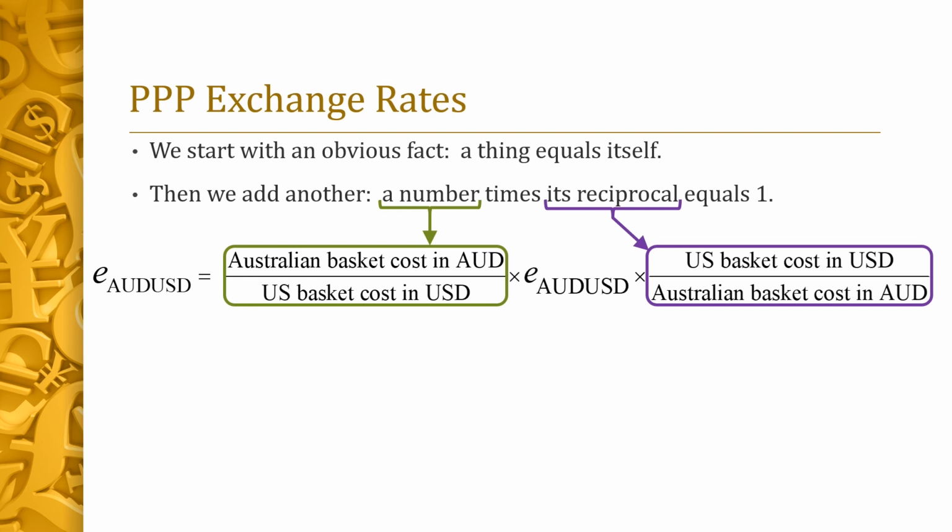Here, we have multiplied the right-hand side of the equation by two ratios, one in a green oval and the other in a purple oval. The numerator in the green oval equals the denominator in the purple oval. Both are the cost of the market basket in Australia in Australian dollars. Moreover, the denominator in the green oval equals the numerator in the purple oval. Both are the cost of the same market basket in the United States in US dollars. Since the two ratios are, therefore, reciprocals of one another, their product must be equal to 1. Thus, the end result of putting them on the right-hand side of the equation is just to multiply that side by 1.